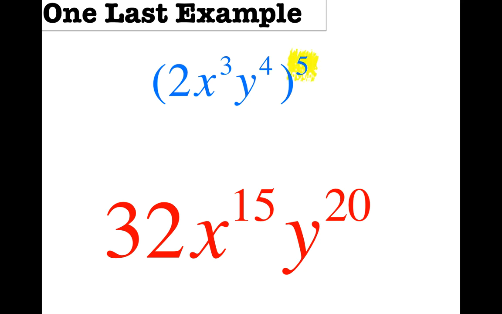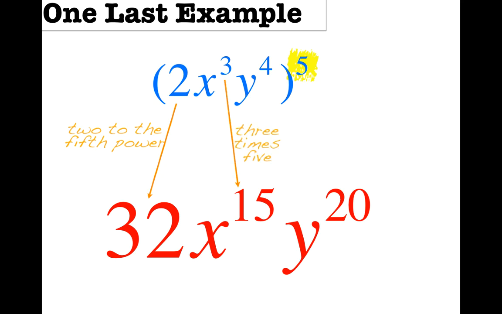I got them because we're doing that whole thing to the power of 5. So I have to take the 2, and I have to do 2 to the 5th power. So I have to do 2 times 2 times 2 times 2 times 2. And then I have to take x cubed to the 5th power, which means I multiply the exponents and get x to the 15th. Then I have to do y to the 4th to the 5th. And so I'm going to take the 4 and multiply it by 5. And that's how I get 32x to the 15th, y to the 20th.